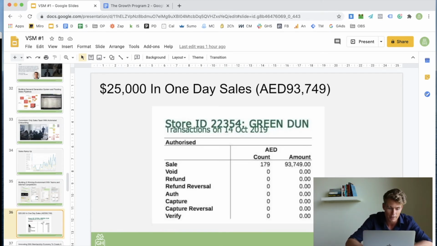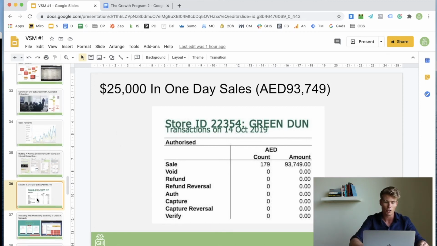So the ultimate highlight of this was that we managed to achieve a $25,000 record sales day. So this here is in dirhams. This was the business bank statement on that day, 14th of October. We were able to bring in that, which equates to $25,000. Okay, so these systems really work.